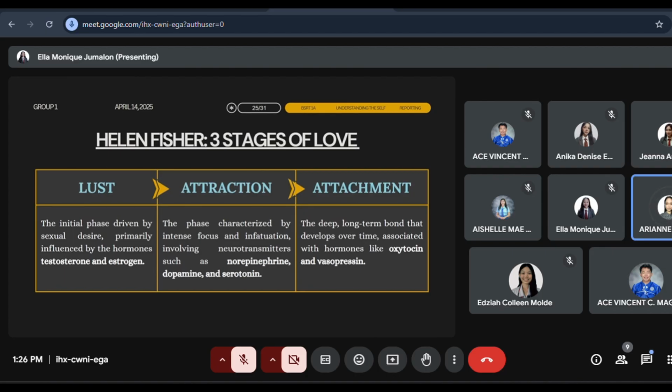To wrap up, our experiences of lust, love, and attachment aren't just random emotions. They're deeply rooted in our brain chemistry, shaped by hormones and neurotransmitters that influence how we form and maintain connections. I hope this gave you a clear understanding of how our sexual self is not just emotional, but also deeply chemical and biological in nature.